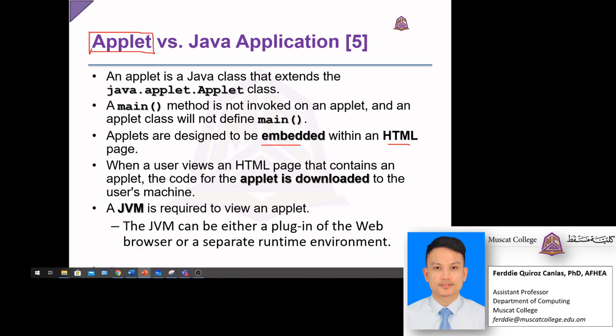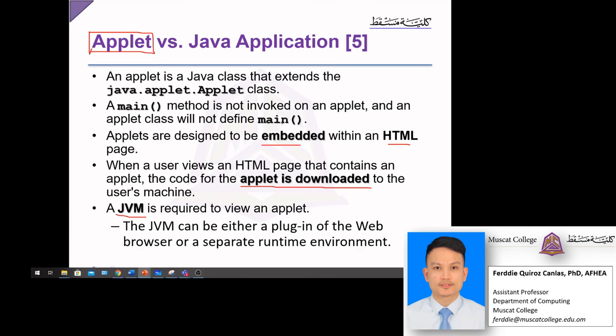So you have to look at this. Whenever a user views an HTML page that contains an applet, the code of the applet is downloaded to the user machine. So this is client-side scripting, meaning the applet code is downloaded on the user machine. It runs in the HTML page and requires a browser to run it. Both of them require the JVM.